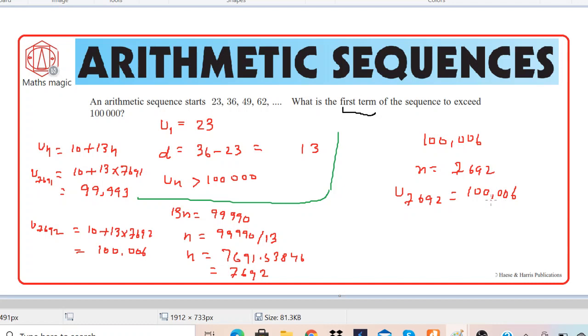Hope it's clear now. Your question was to find the first term which will be higher than 100,000. So this is what you got here, and the position of this term is 7,692.